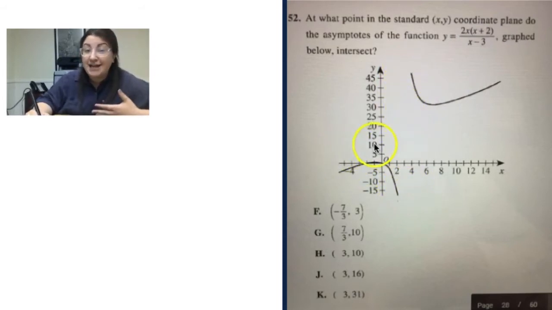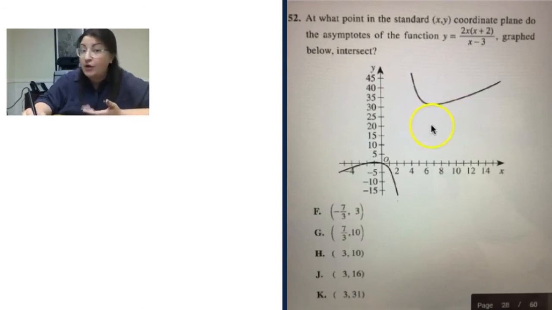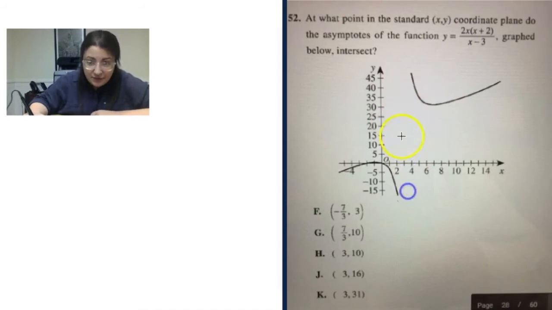The function doesn't actually have horizontal asymptotes, which is what you might be thinking initially when you see a problem like this. You might see that it kind of dips down to around the 30 area and assume that there's a horizontal asymptote. But the function doesn't actually approach 30 and then taper off at that value. It actually goes back upwards, which means that we have sort of a diagonal asymptote, or what we call an oblique asymptote.